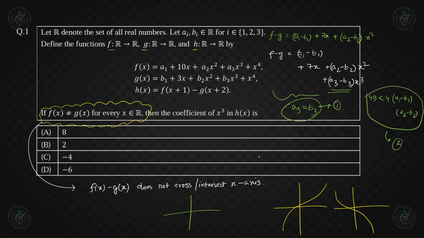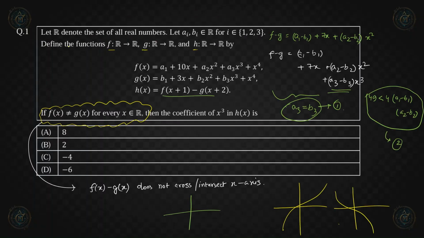So let us find the answer. We have to find the coefficient of x cube in h(x). h(x) is the function f of x plus 1 minus g of x plus 2. We have to find the coefficient of x cube. If we consider f(x), x cube appears only in these terms. When we replace x with x plus 1, we get a term containing x cube here as well as here.